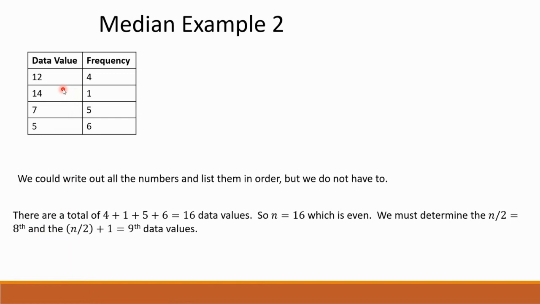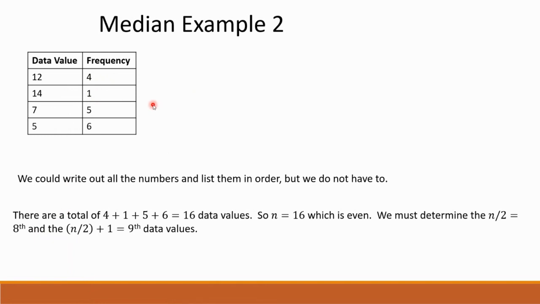We don't have the data laid out. I guess you really could list the data if you wanted to. These numbers aren't terrible, but what if the frequency was much higher? What if 4 was, say, 400 instead, and 1 was, say, 1,000? That'd be over 1,000 numbers you would have to list. I wouldn't want to do that. But what's nice is with the median, it turns out you don't have to.